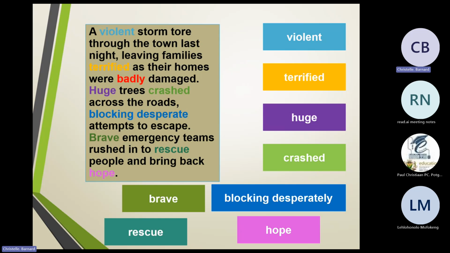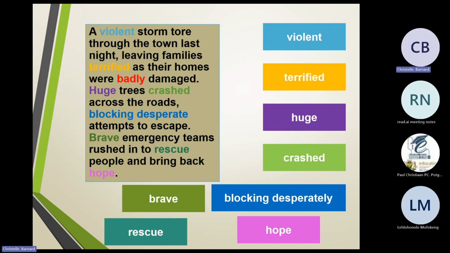And rescue. If you were hopeless and there's people who will rescue you, rescue can be associated with relief, a feeling of relief. Your stress is relieved. So that's also emotive. And then the last one I've put in pink is hope. Hope. All of us have felt hope. So hope is also an emotion that we can feel.